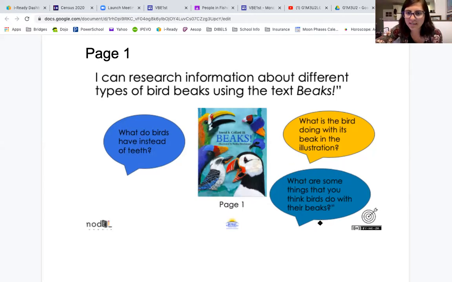Let's take a look at this third bubble. What are some things that you think birds do with their beaks? If anyone's near you, you can tell them. You can talk to your computer. So they eat. I know they eat with their beaks. They pick up things like this lovely twig.